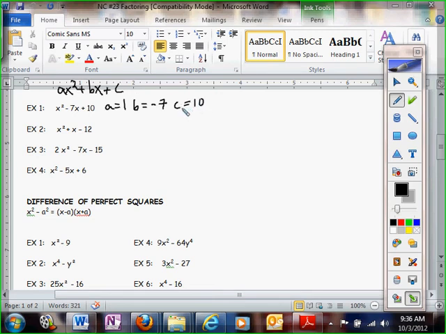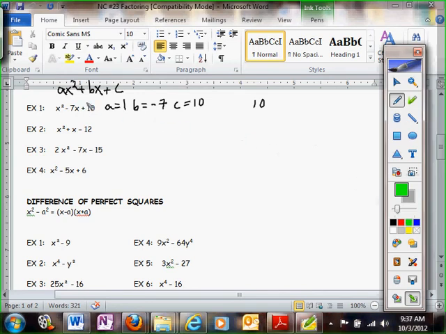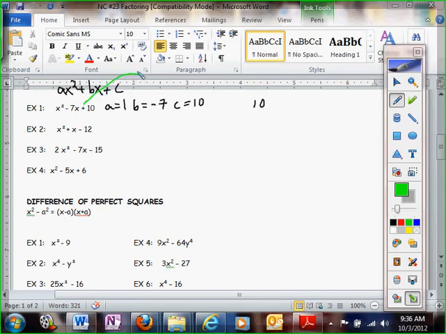The first step is multiply a times c. 1 times 10 is 10. Now what I want to do is look at the signs of my answer. Since it's a plus, it means the signs in my factored answer will be the same. And this tells me what they will be. They will be both minuses.